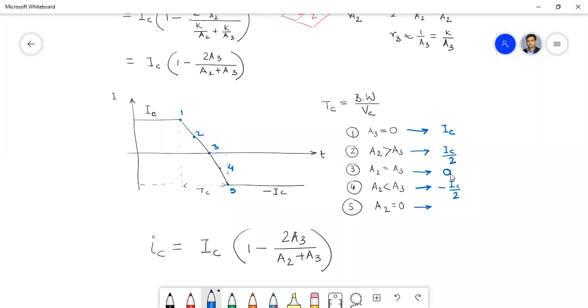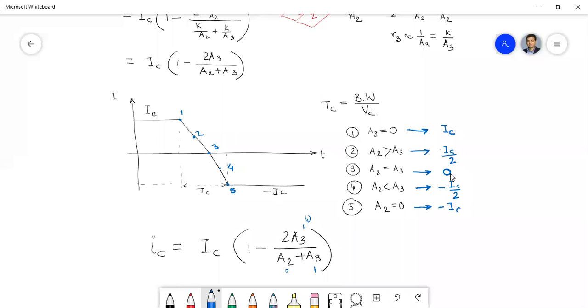And at the end, that is when the brush will be totally in contact with 3 and A2 is 0. In that case, we get 1 minus 2, that is minus 1, because the numerator will be 2, because this is 1 and so this will be 1 at the end, this will be 0, and this will be 1. So 2 minus 2 by 1 is 2. So 1 minus 2 is minus 1. So that is minus IC.